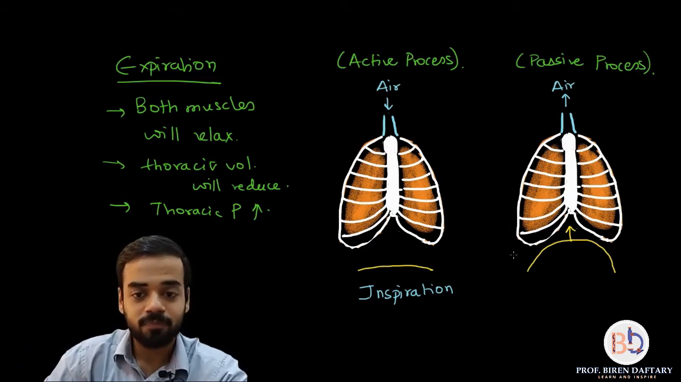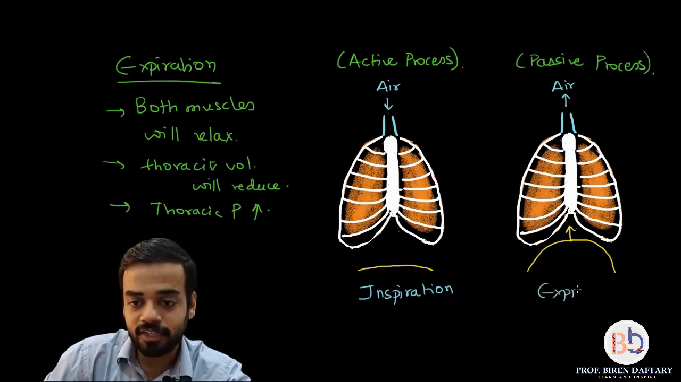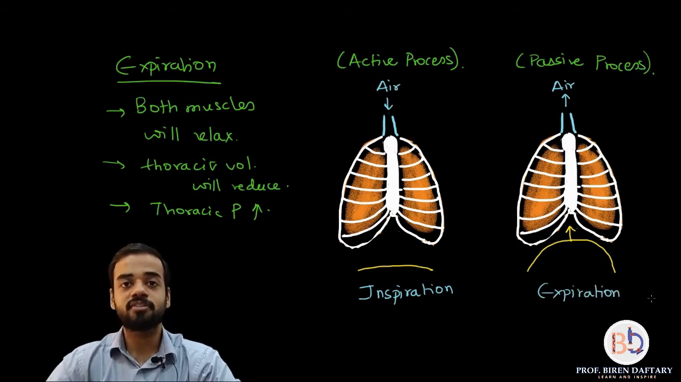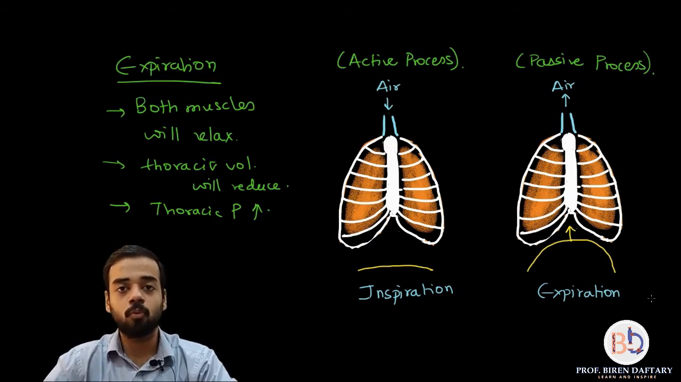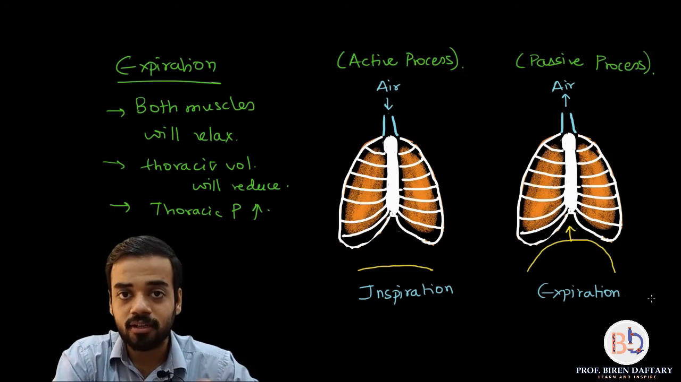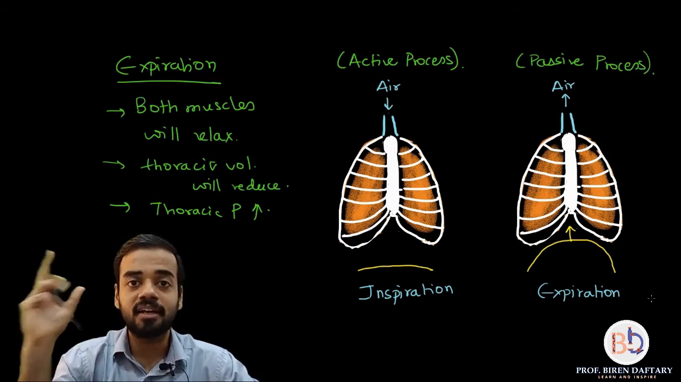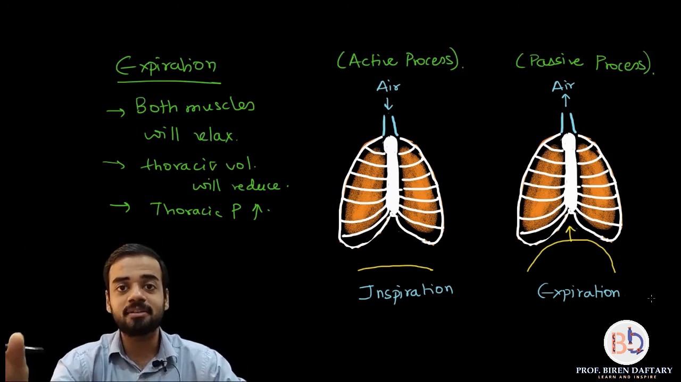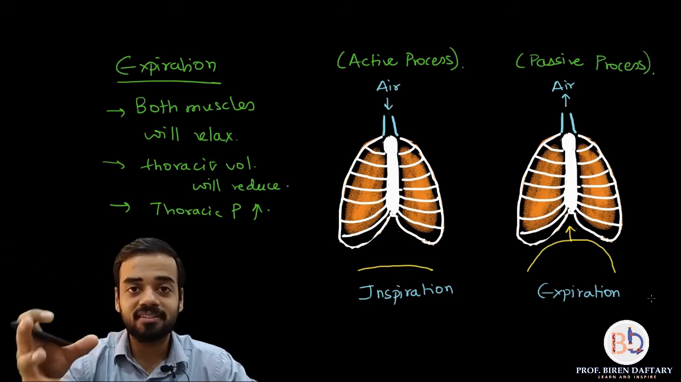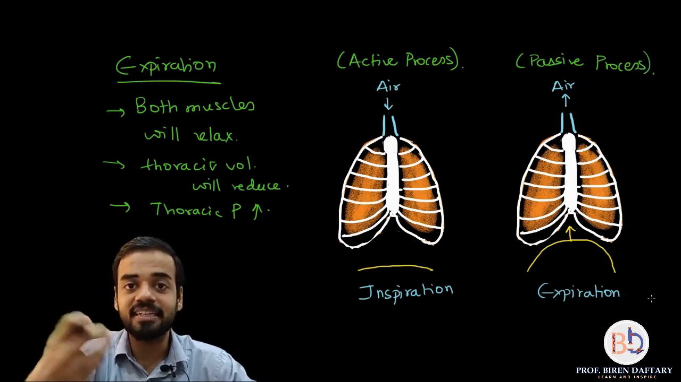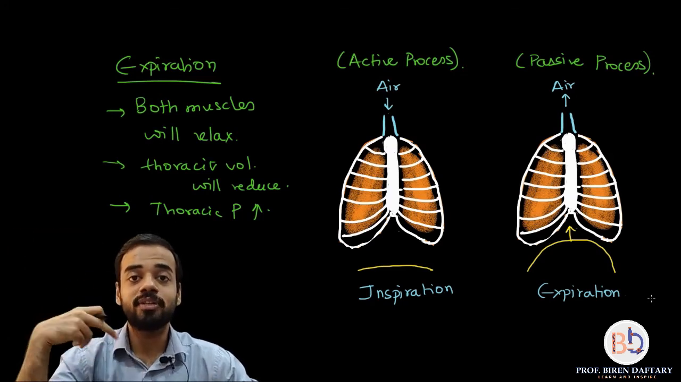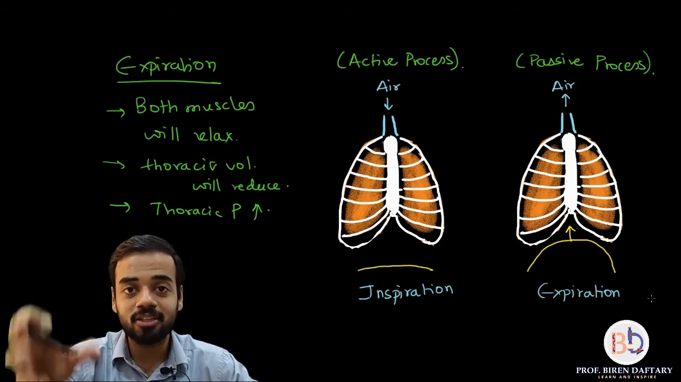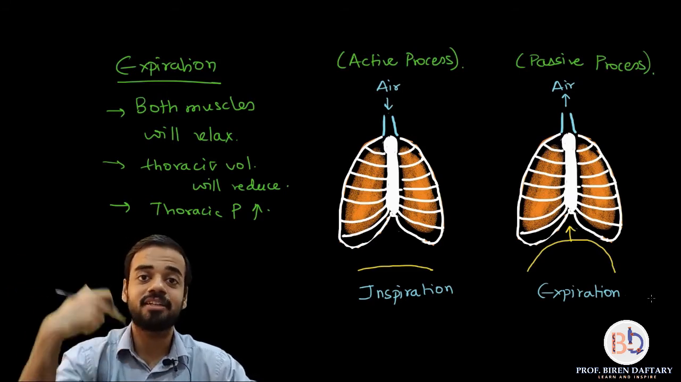Is this clear? Okay, so with that, friends, we have completed this part for today, which is on the mechanism of breathing. I hope this is clear. Please remember both muscles contract during inspiration, they relax during expiration. Please remember that the pressure during inspiration decreases inside the cavity, that is why air flows inside. During expiration, the pressure inside the thoracic cavity increases, that is why the air flows outside.